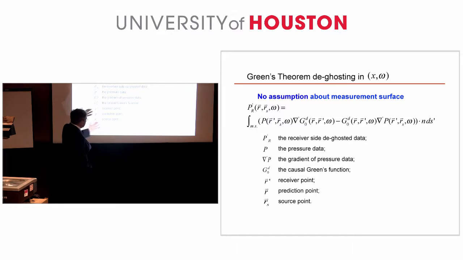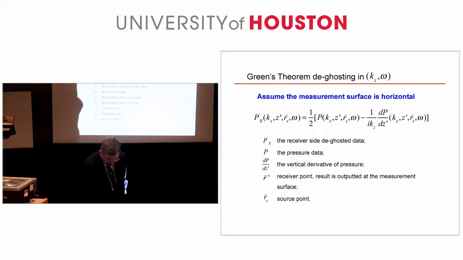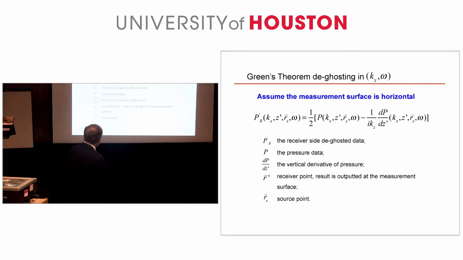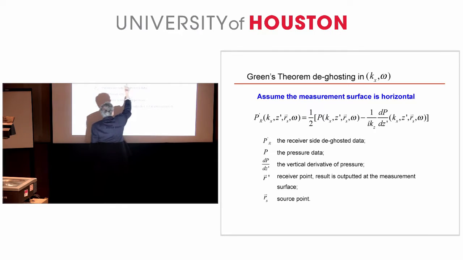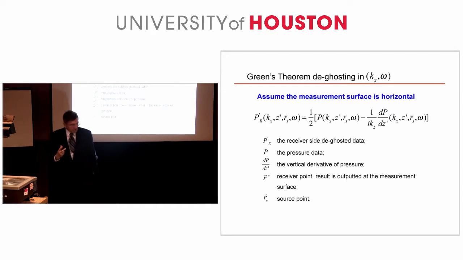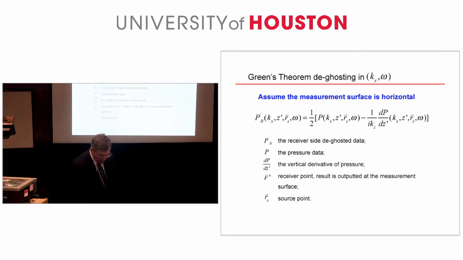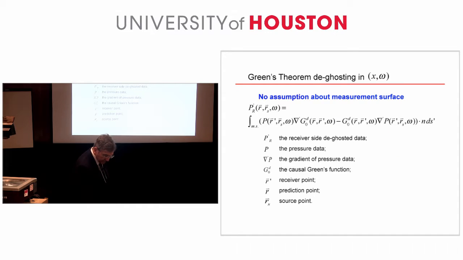The point is, how does this relate to conventional deghosting? If you assume that the measurement surface is horizontal, and you Fourier transform both sides, it reduces to what's called PVZ, conventional deghosting. That form on top, okay? In other words, you get the up wave, the deghosted, as some relationship between P and VZ, because the G0 are analytic, and it reduces to this form. A well-known form. If your surface is not horizontal, you go to this. If you're at the ocean bottom, yes?